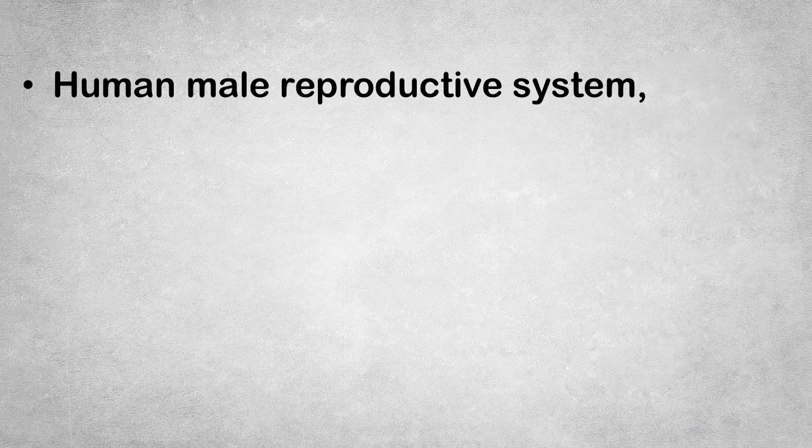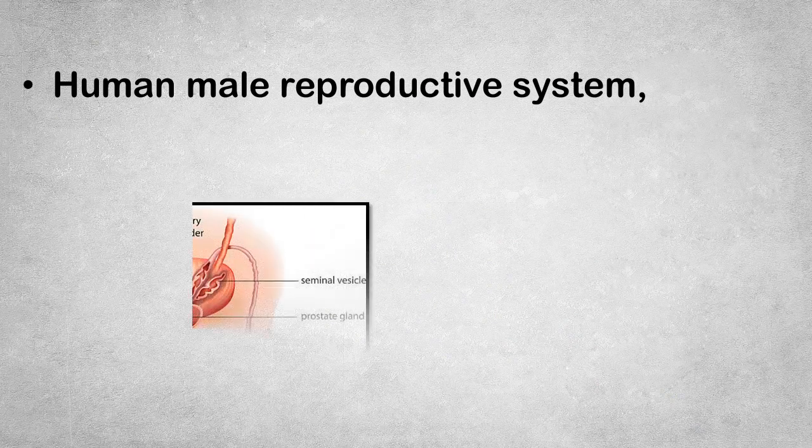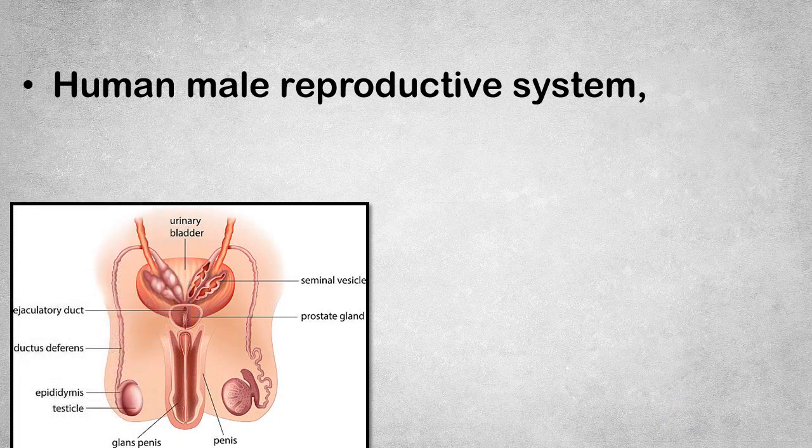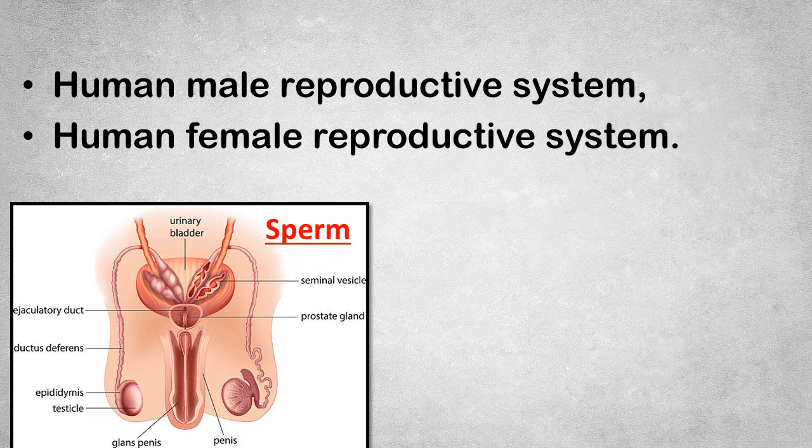Alright, so we have seen the human male reproductive system and the human female reproductive system in our earlier video. The picture you can observe on the screen is the human male reproductive system, by which the sperm, or male gamete, is produced by the process of meiosis. The male gamete is known as a sperm.